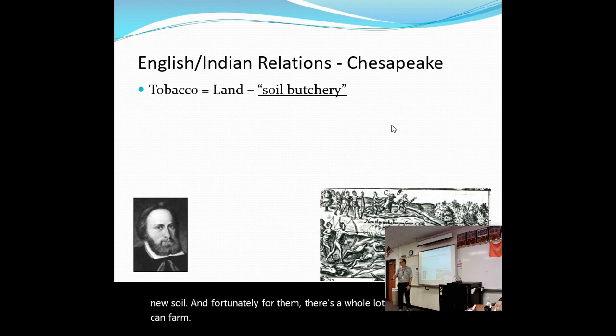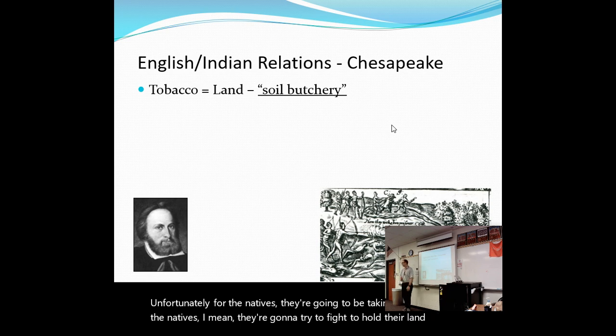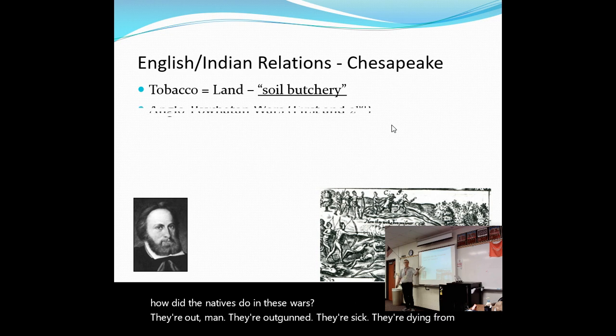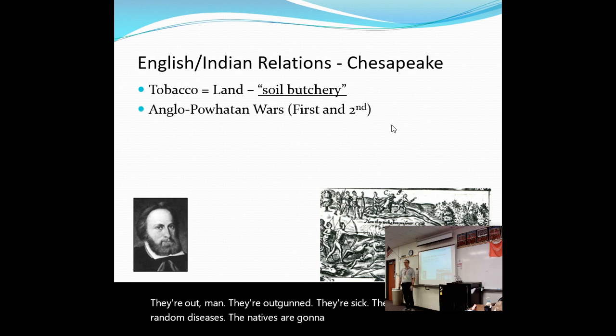Unfortunately for the natives, they're going to be taking their land. So the natives, I mean, they're going to try to fight to hold their land. But how do the natives do in these wars? They're outmanned, they're outgunned, they're sick, they're dying from random diseases. The natives are going to lose just about every single one of these wars for the next several hundred years.